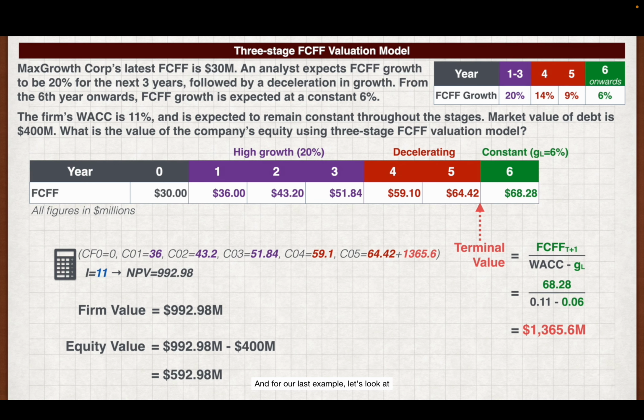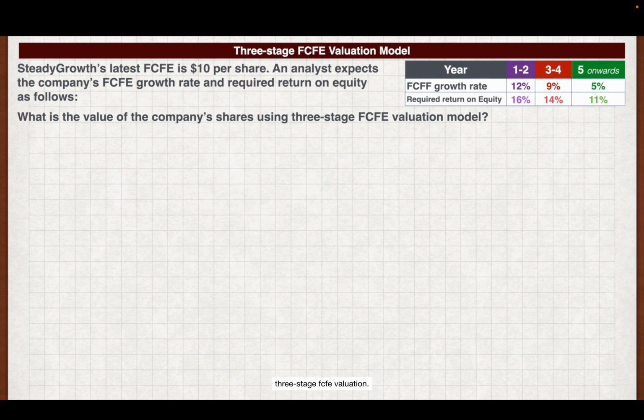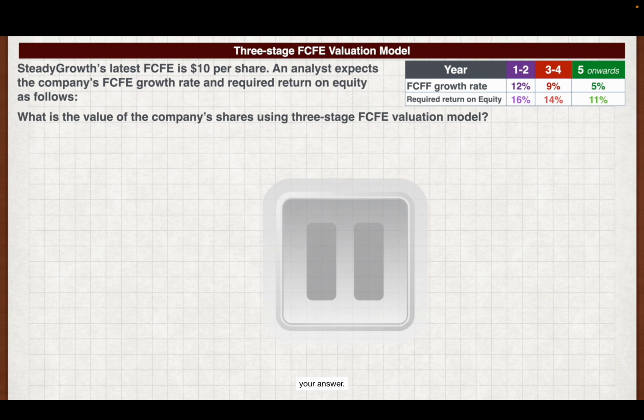And for our last example, let's look at 3-stage FCFE valuation. Steady Growth's latest FCFE is $10 per share. An analyst expects the company's FCFE growth rate and required return on equity as follows. What is the value of the company's shares using the 3-stage FCFE valuation model? This time round, you should have some confidence to attempt the problem before we go through the solution together. You may want to pause the video now and work out your answer.